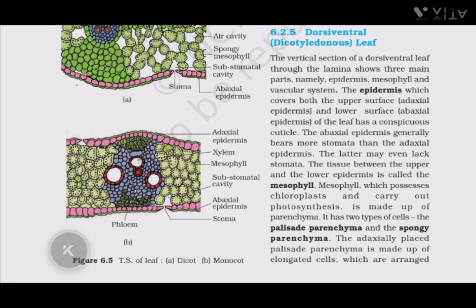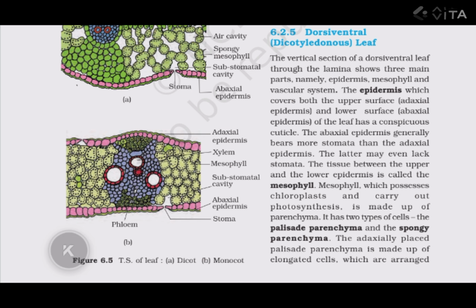Dorsiventral dicotyledonous leaf. The vertical section of a dorsiventral leaf through the lamina shows three main parts, namely epidermis, mesophyll, and vascular system. The epidermis, which covers both the upper surface, adaxial epidermis, and lower surface, abaxial epidermis of the leaf, has a conspicuous cuticle. The abaxial epidermis generally bears more stomata than the adaxial epidermis. The latter may even lack stomata.